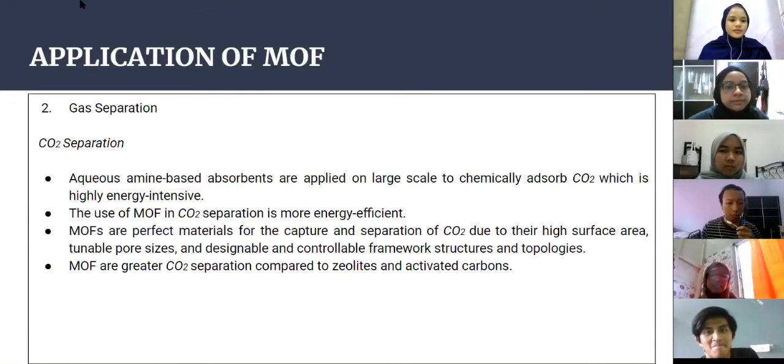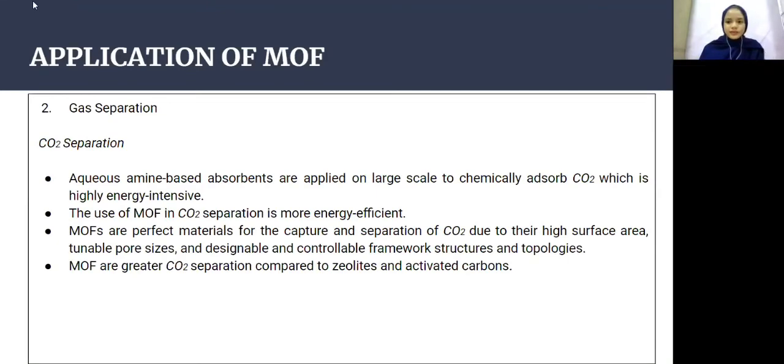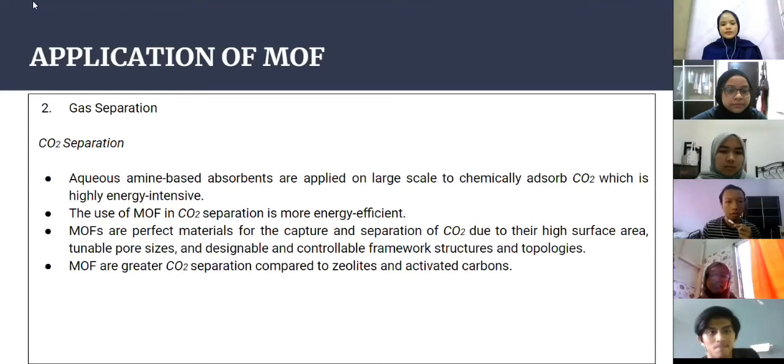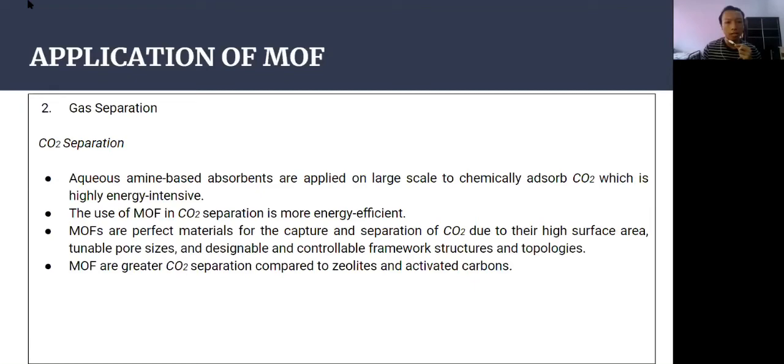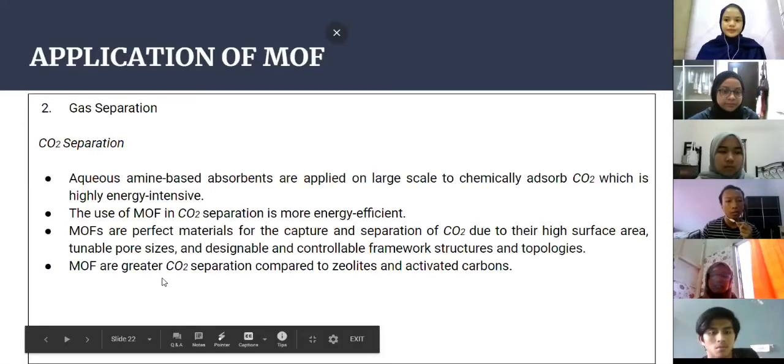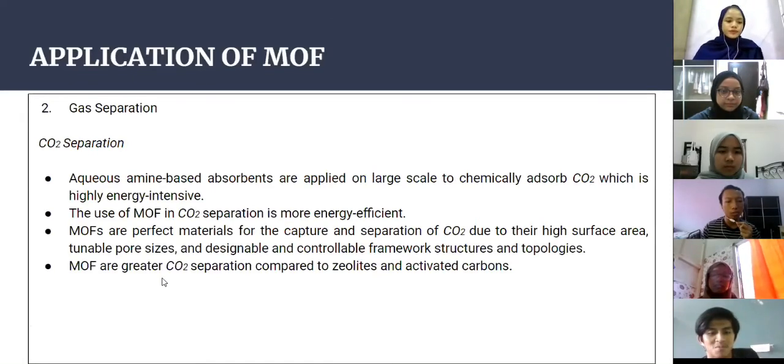For gas separation, metal organic frameworks are used for carbon dioxide separation. Usually, aqueous amine-based absorbents are applied on a large scale to chemically absorb carbon dioxide, which is highly energy intensive. However, the use of metal organic frameworks in carbon dioxide separation is more energy efficient. Metal organic frameworks are perfect materials for the capture and separation of carbon dioxide due to their high surface area, tunable porosity, and designable and controllable framework structures and topologies.